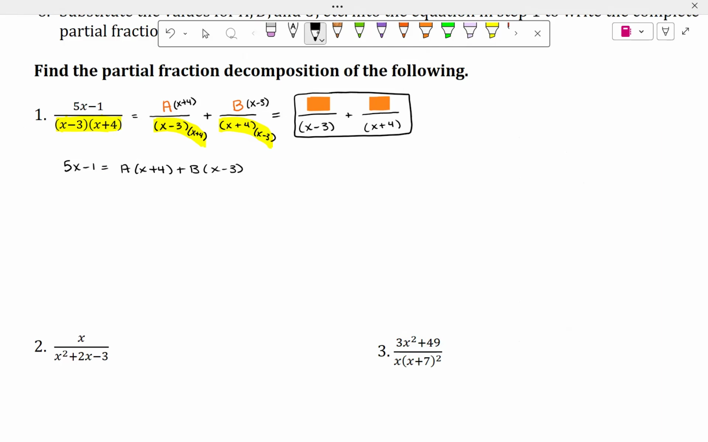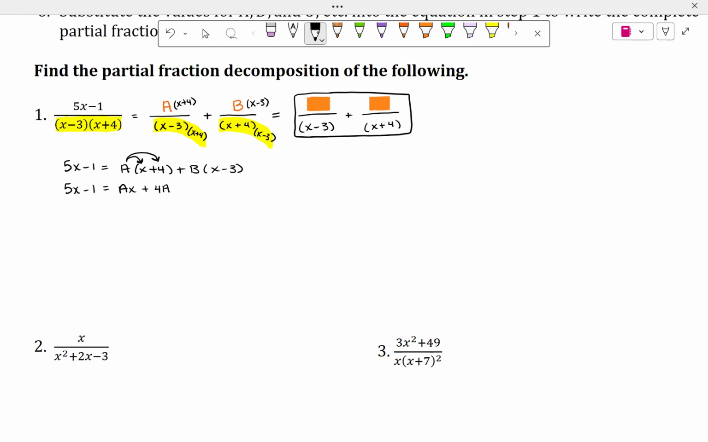I'm going to now go ahead and work on the right-hand side. This is step 3 of the equation: to distribute and combine all of my like terms. So I have 5x minus 1 equals a times x, which I write as ax, and then a times 4, which I write as plus 4a. Or you could write a4, that's fine.